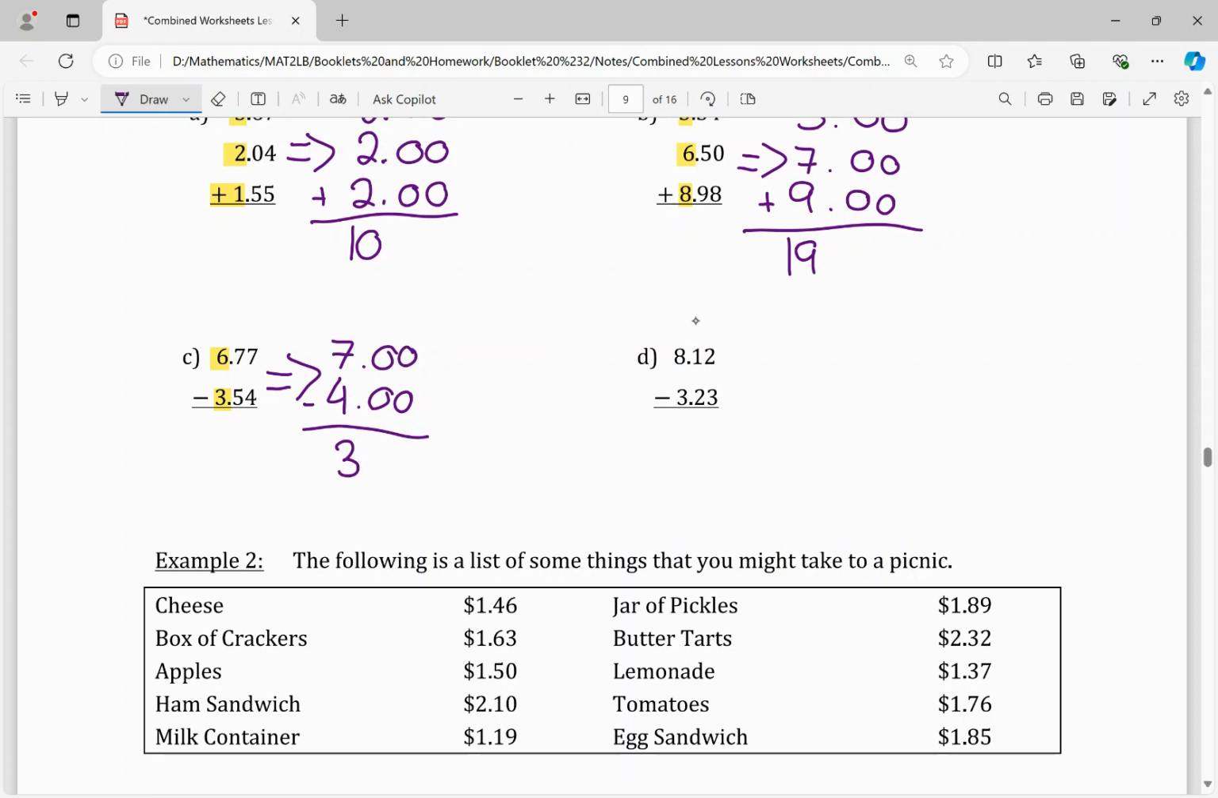Finally, 8.12 minus 3.23. Round the 8, and we're going to round the 3. Let's start with the 8.12. The 1 tells the 8 to round down, so that's going to be 8.00. The 2 tells the 3 to round down, so that's going to be 3.00. 8 minus 3 is 5.